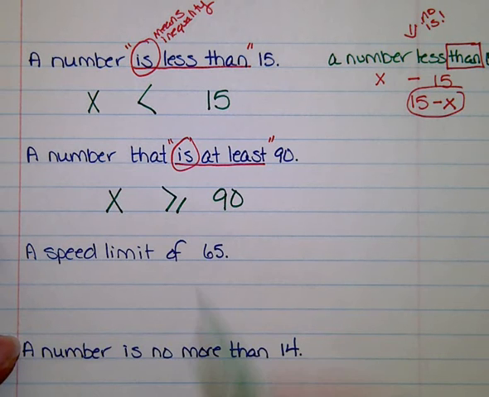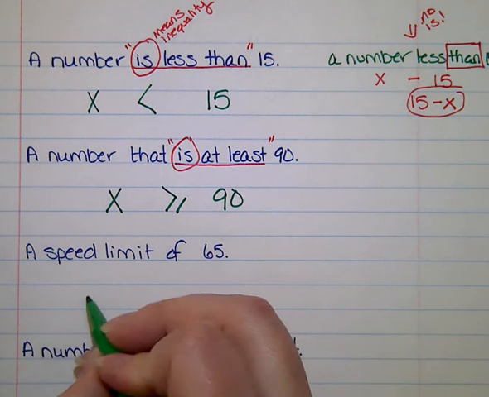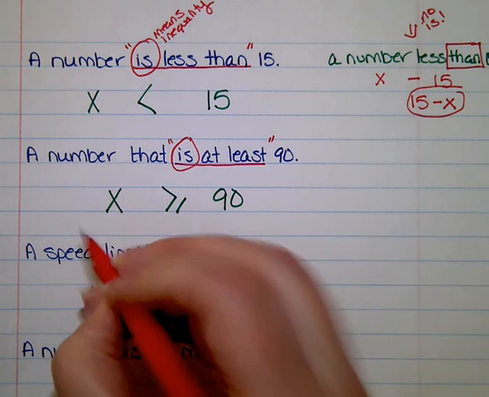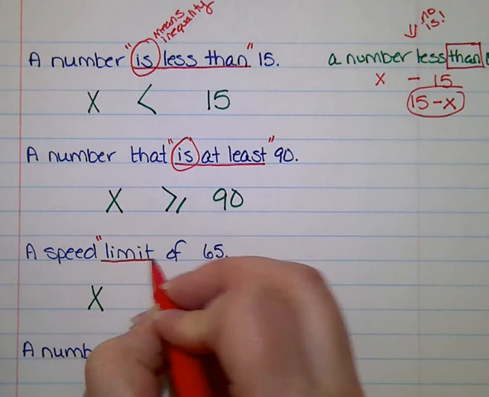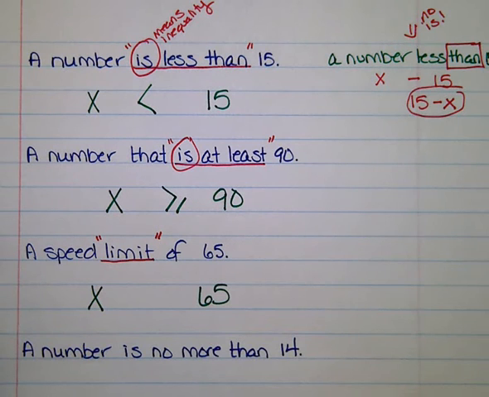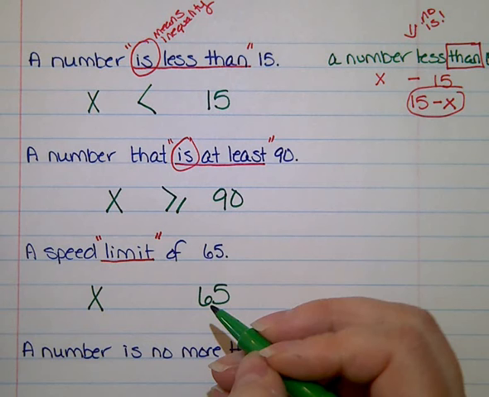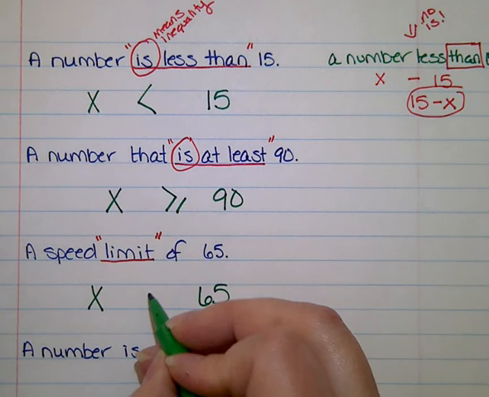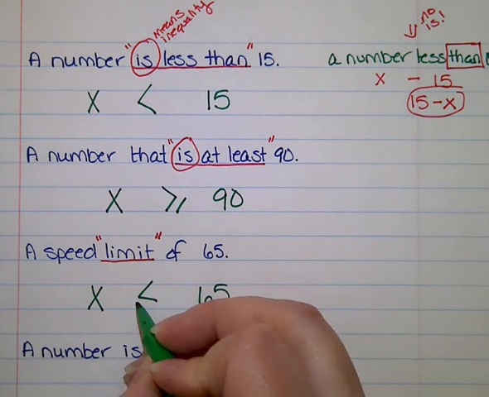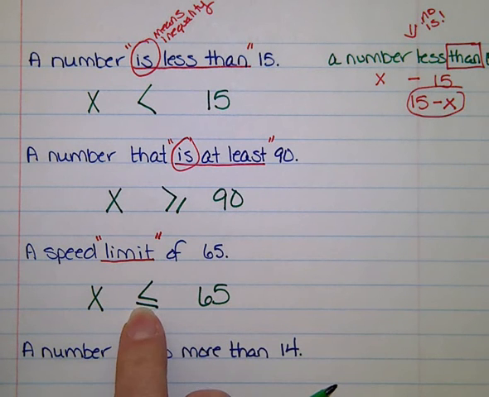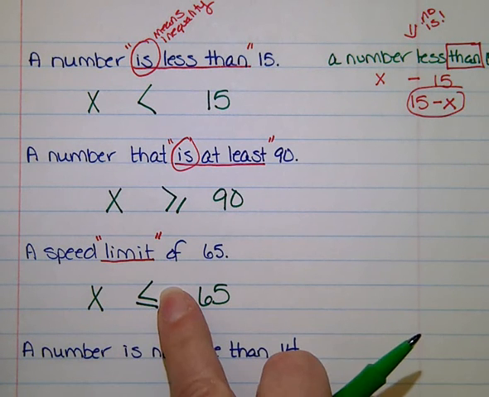A speed limit of 65. Your X and your 65. Limit. Okay, the limit means I can't go any faster than 65, but I can go 65, so it's going to be less than or equal to 65. I can drive 65, or I can drive less than 65.